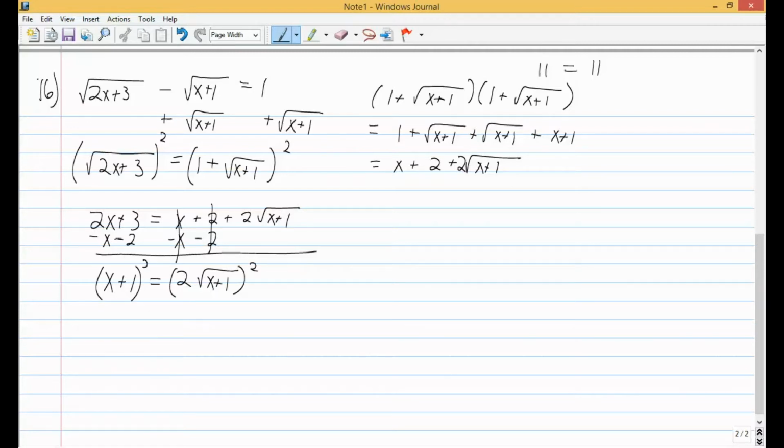Square both sides. Be careful when you square the left side because you do have to FOIL that out. When you FOIL that out and simplify, you'll get x squared plus 2x plus 1. On the right side of the equation, 2 times 2 is 4. And the square root of x plus 1 times the square root of x plus 1 is just x plus 1.